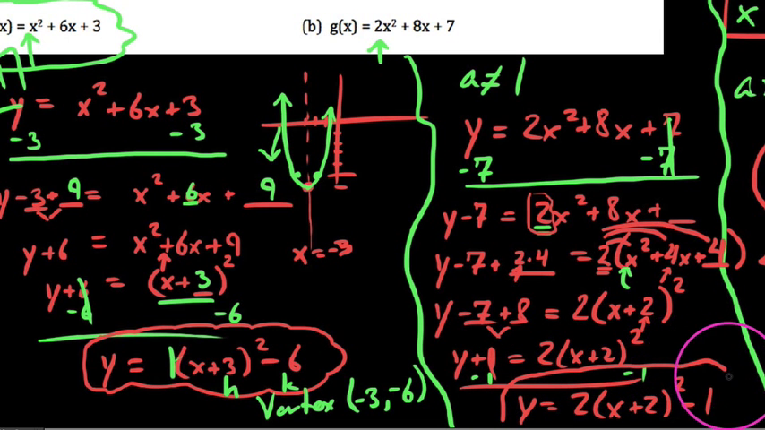Here's our standard form equation. We have the vertex at negative 2, negative 1. And since we have the a value, we could totally sketch this.